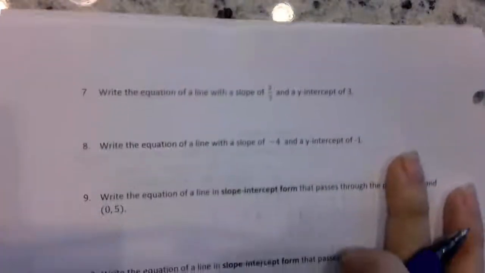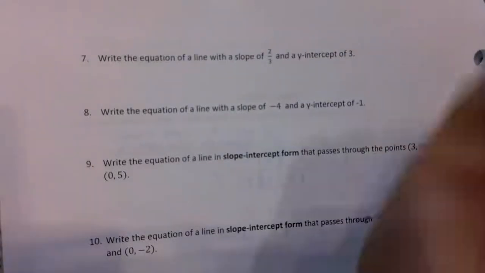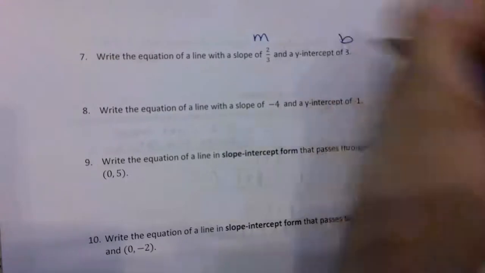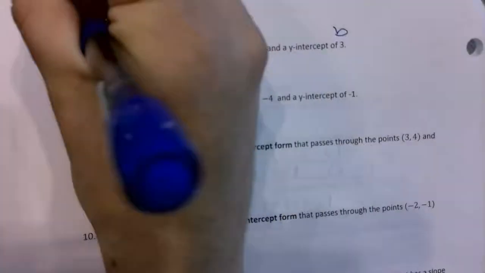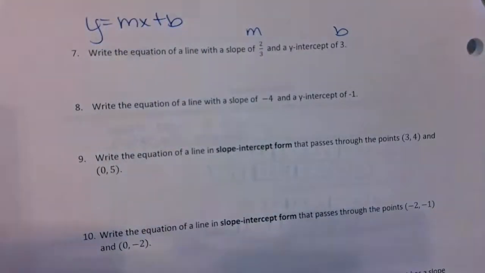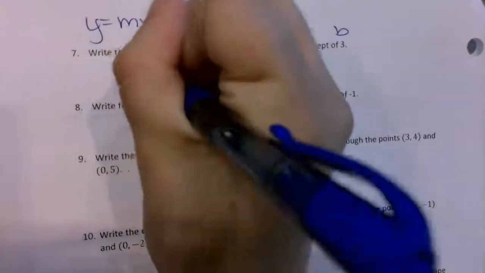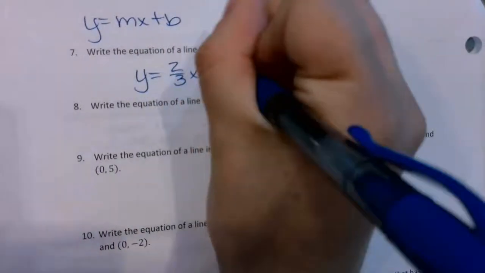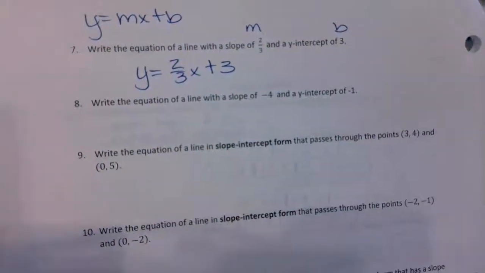This one wants me to write the equation of a line with a slope of 2/3 and a y-intercept of 3. Slope is my m, y-intercept is my b. Remember, the equation of a line in slope-intercept form is y equals mx plus b. So I just plug those straight into my equation. I have y equals 2/3 x plus 3, and that's my answer.